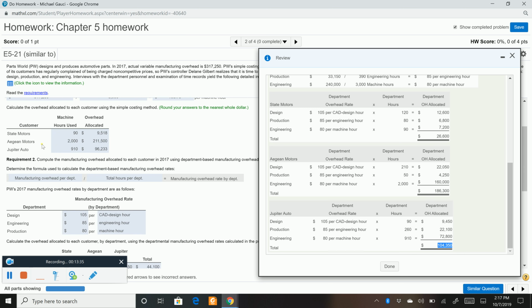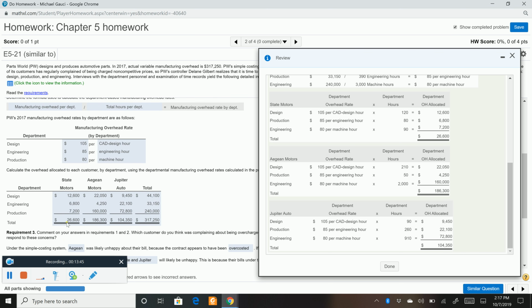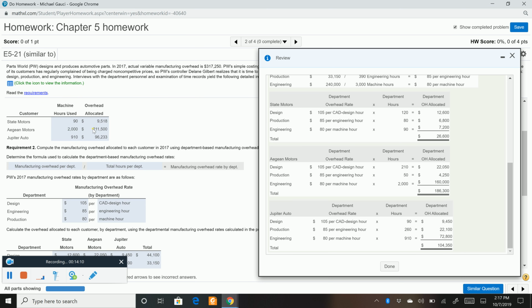Using the single rate, how much did we allocate to State Motors? $9,518, over here on the left. But using the better method, where we drill down a little deeper into the cost, we should have allocated $26,600. We way undercosted State Motors. And you know what that means? That means our sales price to State Motors was probably a lot lower than it should have been. As a matter of fact, we might be losing money on State Motors because we were allocating costs the wrong way.